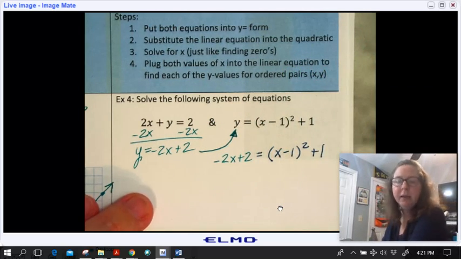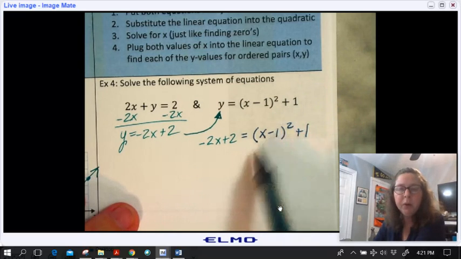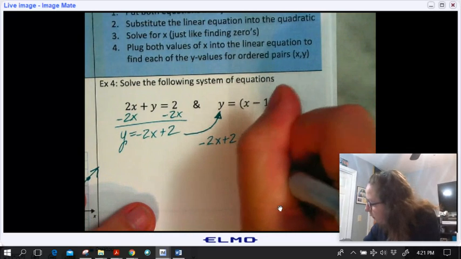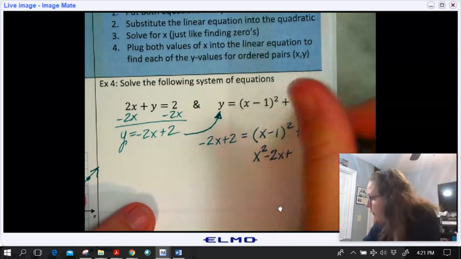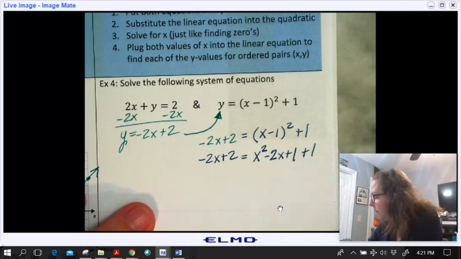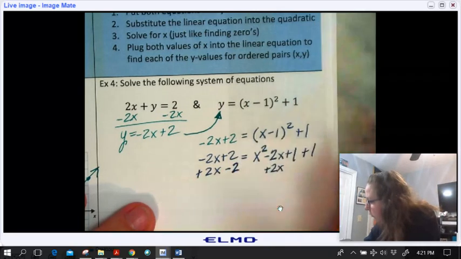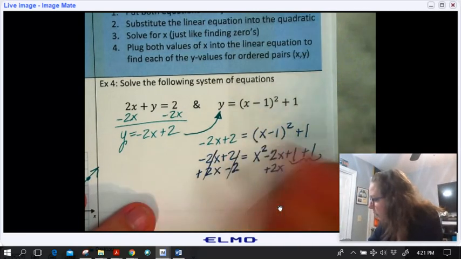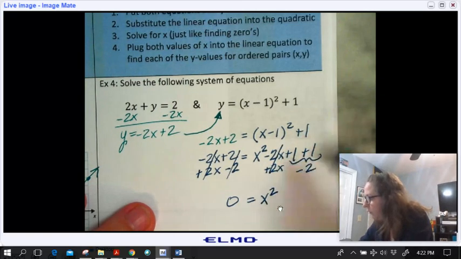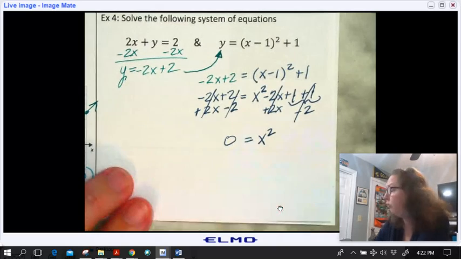All right. And so now what I need to do is solve this by multiplying out this squared binomial and then moving everything to one side and factoring it. Okay. So x squared minus 2x plus 1 equals this here. Let's go ahead and move everything to one side. So I'm going to add 2x and add 2x. And then I'm also going to subtract this 2. Subtract this 2. So now what I have is 0 equals x squared. 2x minus 2x cancels. 1 plus 1 is 2 minus 2 cancels. It doesn't always work out that way. And so now I'm ready to finish solving this.